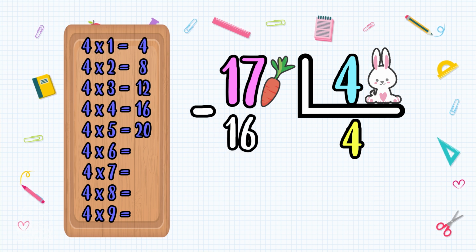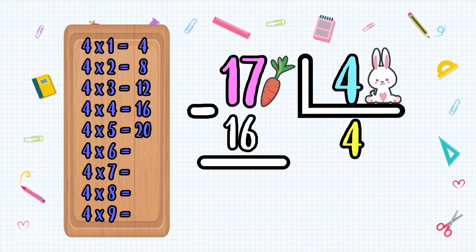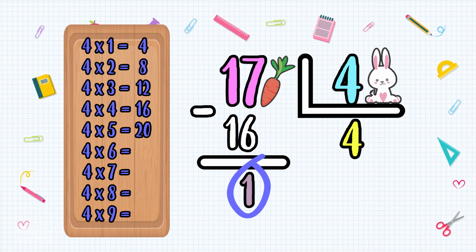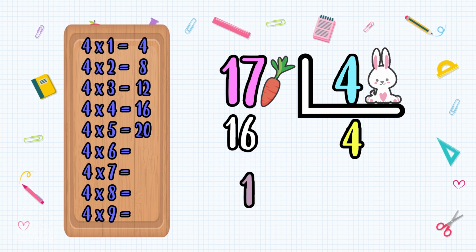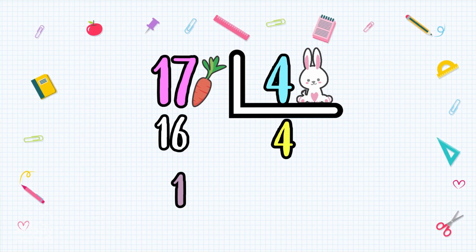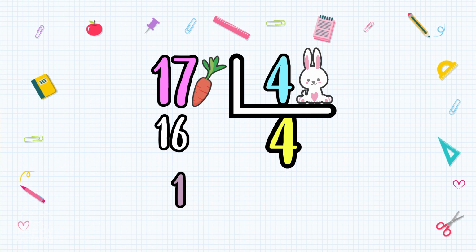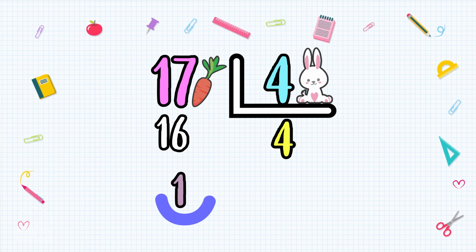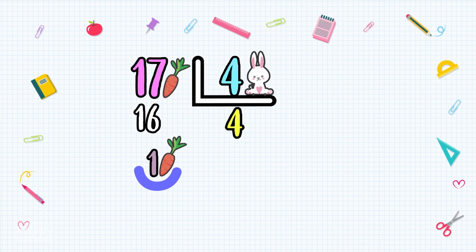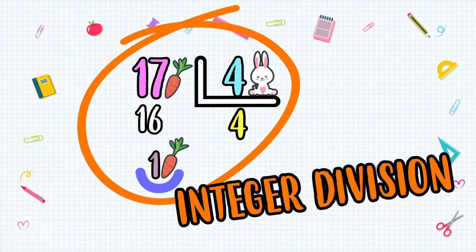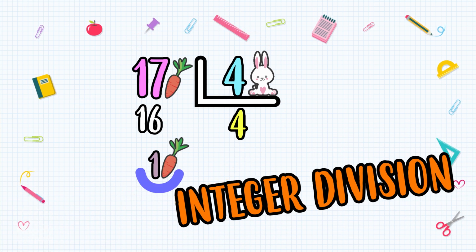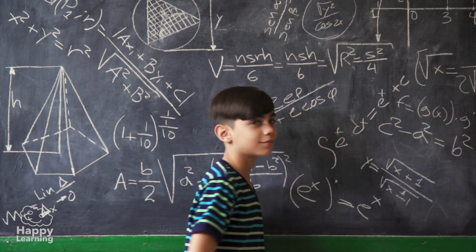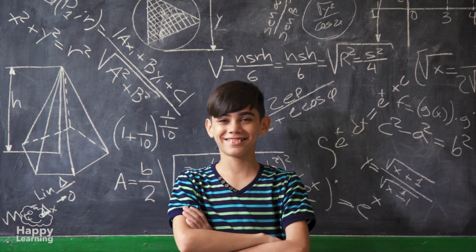Now we subtract the 17 and the 16. 17 minus 16 equals 1, which we place here. So, 17 divided by 4 is still 4, but we have 1 left. We have 1 carrot left. And since there is 1 remaining, this is an integer division and not an exact division like the other one. Dividing is still really fun and easy, right?